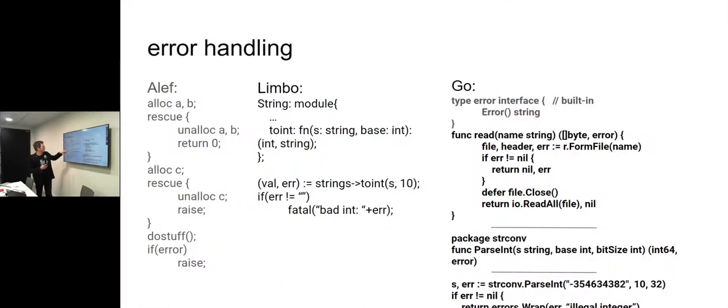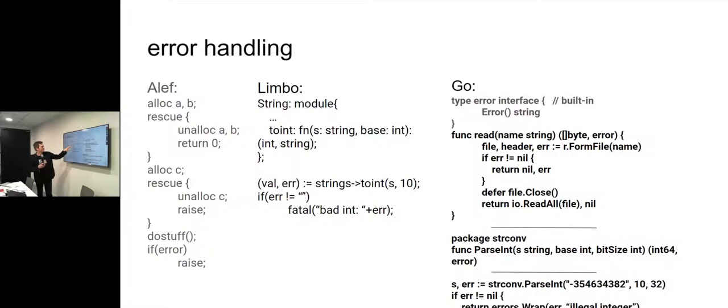In Limbo was one of the first times I saw this. There was a convention that functions that returned an error returned a string. Functions that returned a value and an error returned a tuple that contained the value and a string. And then there was an explicit check to see if the error string was set, and then you typically ignored the value and generated a diagnostic.